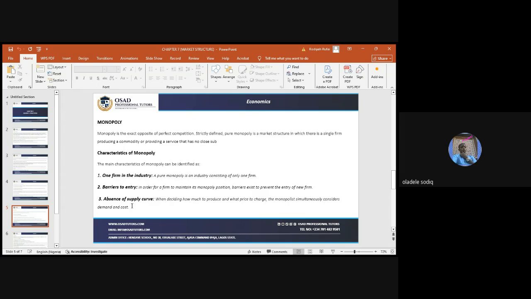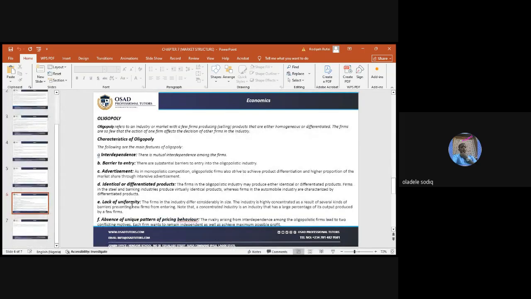But in perfect competition, if I cannot get the product from you, I can get it from another person, because it is the same product we are all selling. But in monopoly, it is not like that. If you don't have the product, it means I cannot get the product anywhere. That is monopoly for us.